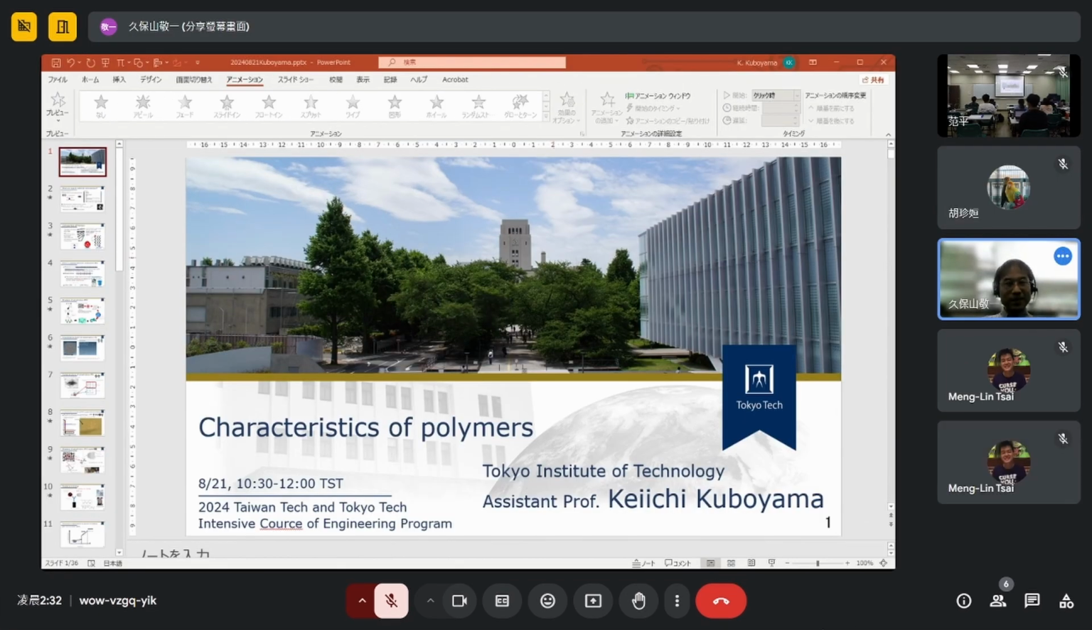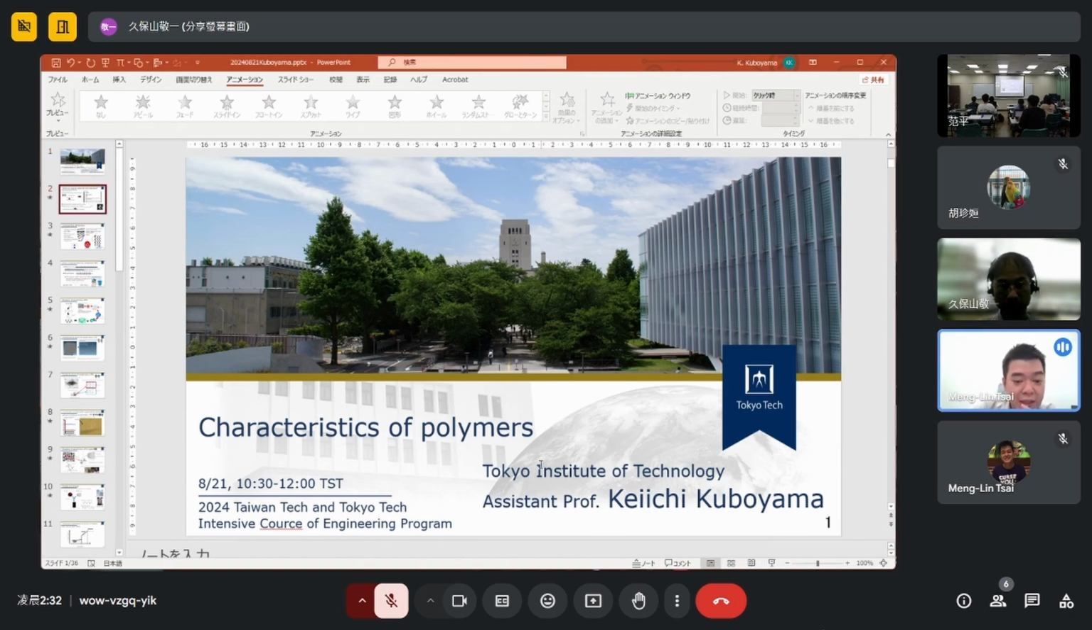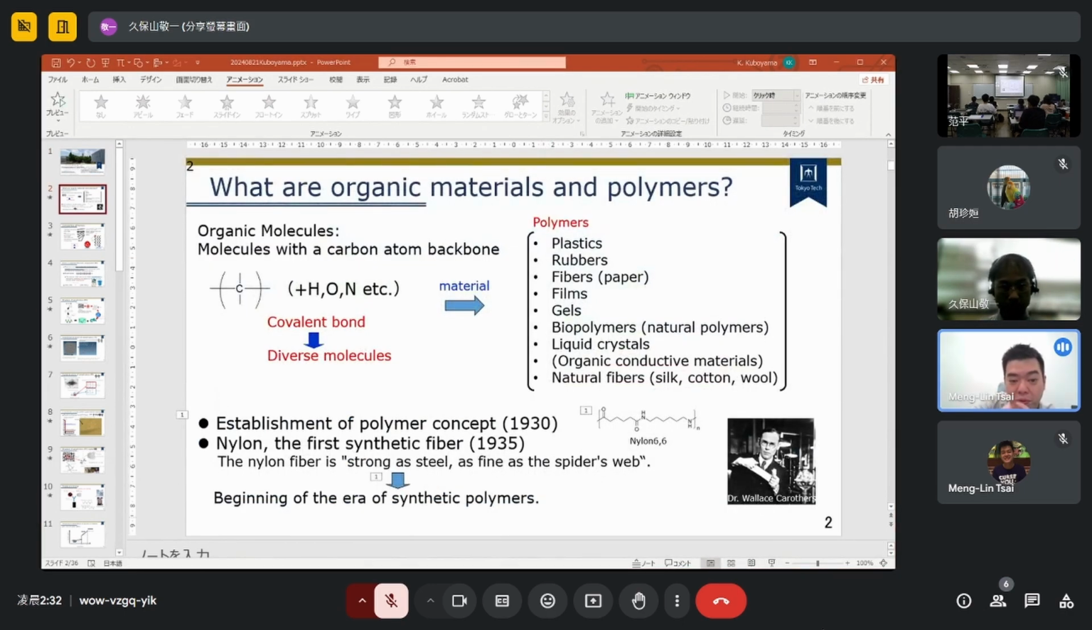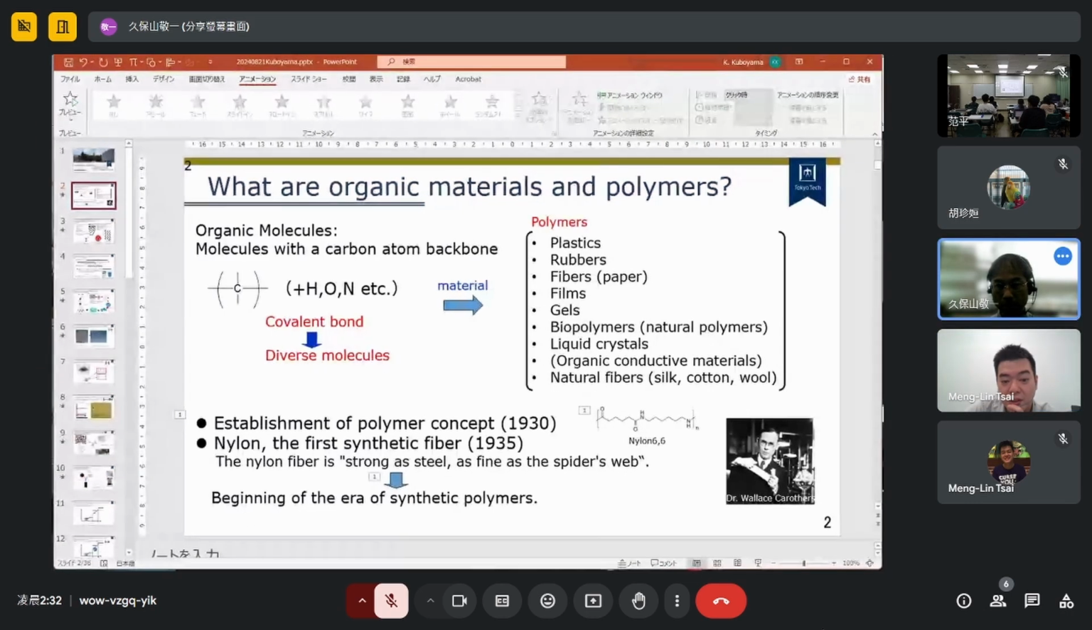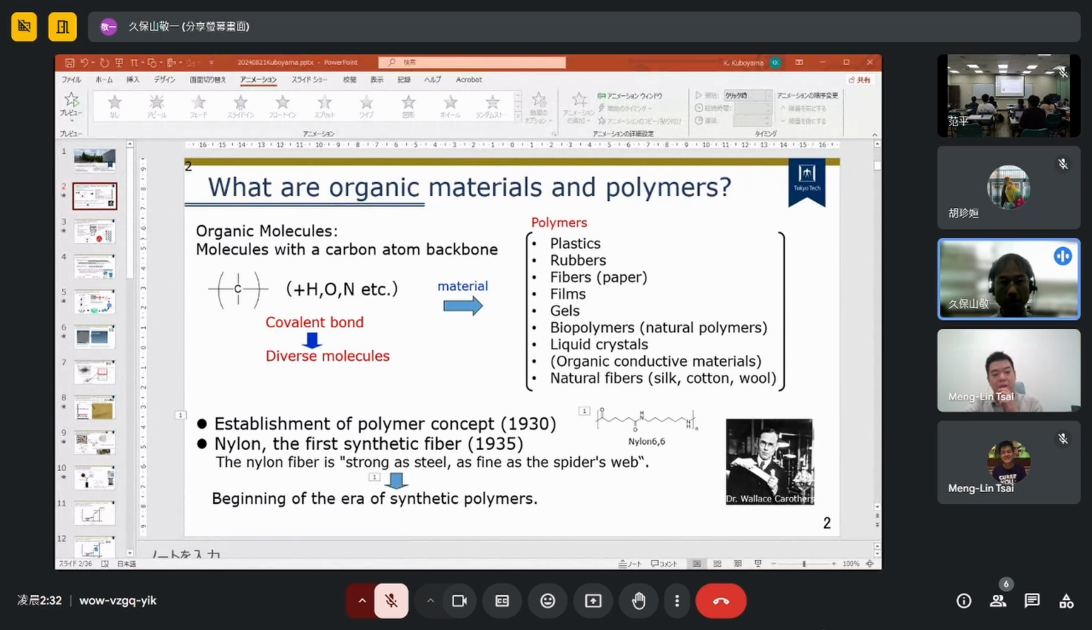The organic materials consist of a carbon main chain, carbon atom backbone, and... Sorry, Professor Kuboyama, your slide stops on the first page. Oh, can you use full screen? This one is better. Okay, that's fine. I'll use this screen.